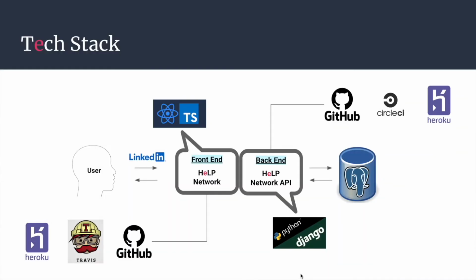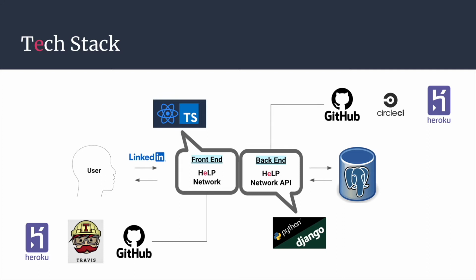For the HeLP Network's tech stack, the front-end UI was built using a React and TypeScript application that consumes the HeLP Network backend RESTful API. The API was built using a Python and Django architecture in conjunction with a PostgreSQL database, which stores information about users, questions, and responses. Additionally, the front-end application uses LinkedIn OAuth for user login and as a source for collecting user first and last names, emails, and profile pictures.